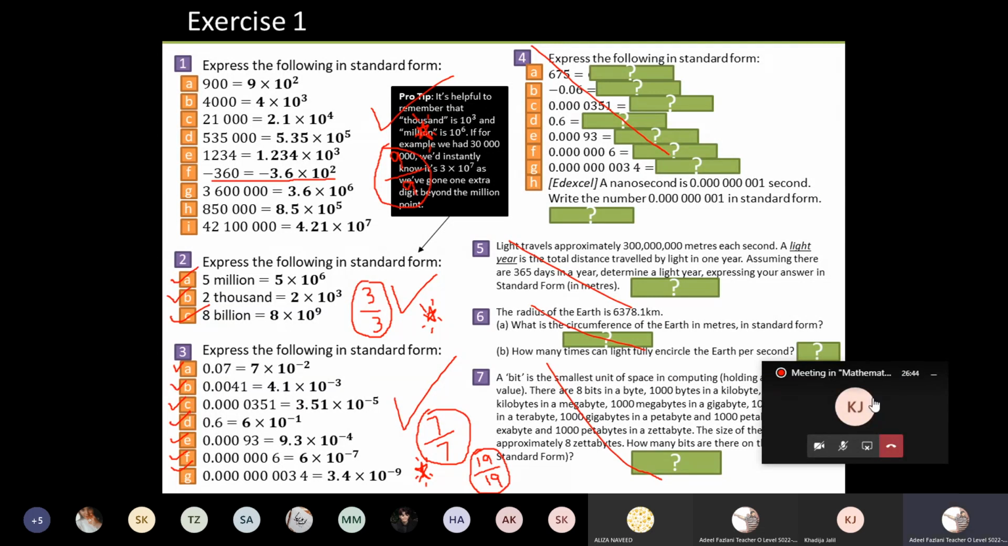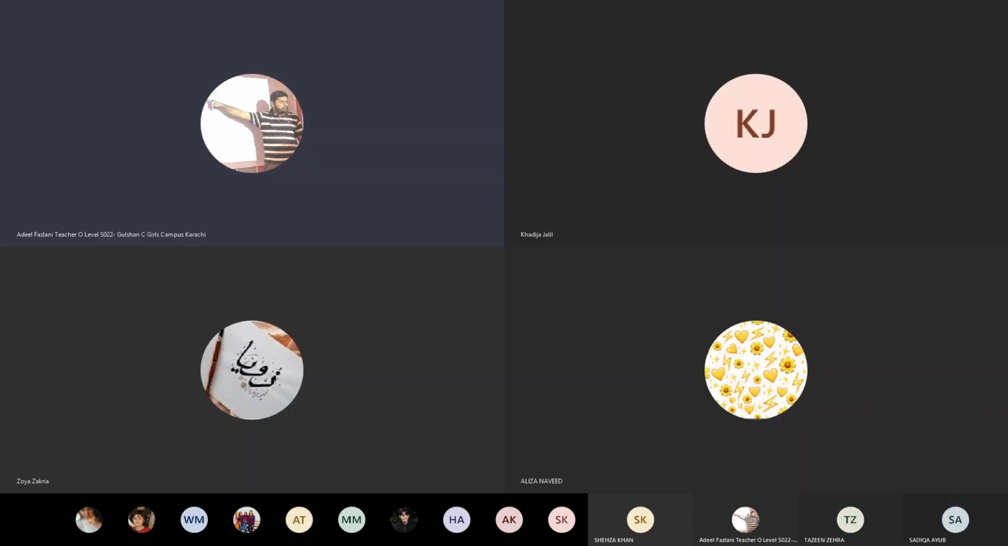And now I will show you the slide which is based upon CIE questions, and I'll do a CIE question for you related to indices and standard form. After this, you have to do the next two parts on your own, but this time I'm doing only one part for you. I'll discuss it, okay? Let me share the screen.